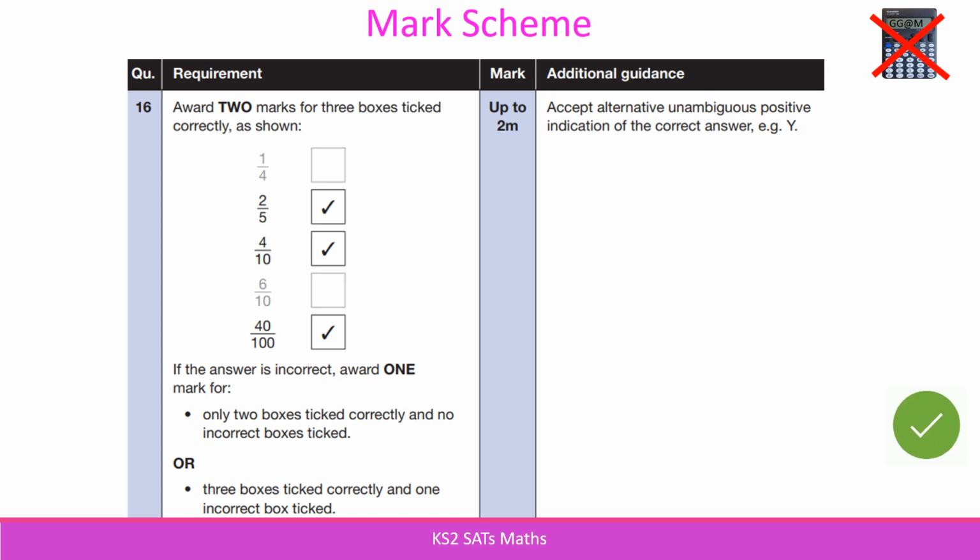The mark scheme on this question shows there are up to 2m, which means 2 marks. So you get 2 marks for getting the 3 fractions correct that we indicated earlier. Now you get 1 mark if 2 boxes are ticked correctly and no incorrect box, or you get 3 boxes ticked correctly and 1 incorrect box ticked. So there are 2 different options for being able to get 1 mark depending on what you've done. So make sure you have a look and see how many marks you would have got in the actual exam.